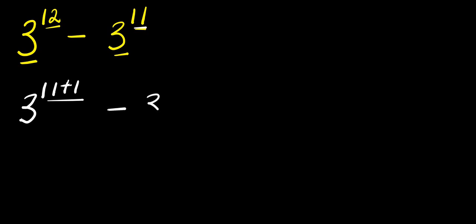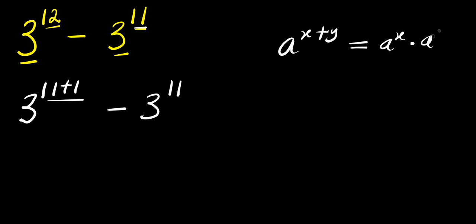Then minus 3 to the power of 11. Now consider a power x plus y. This equals a power x times a to the power of y. So 3 to the power of 11 times 3 to the power of 1 minus 3 to the power of 11.